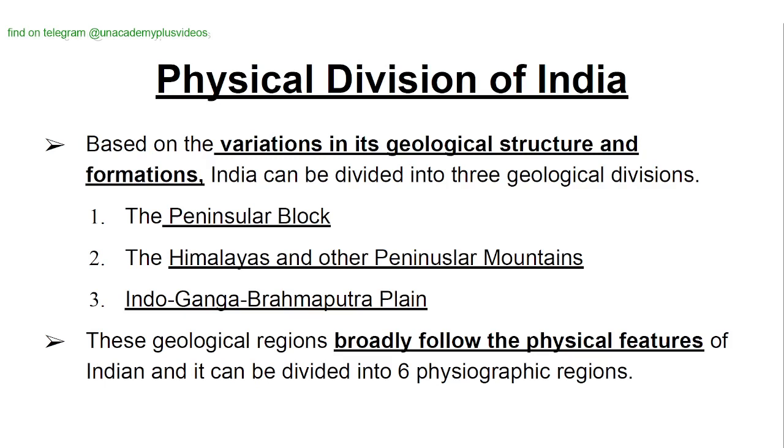Based on the variations in its geological structure and formations, India can be divided into three geological divisions: the Peninsular Block, the Himalayas and other peninsular mountains, and the Indo-Ganga-Brahmaputra Plain. These geological regions broadly follow the physical features of India, and it can be divided into six physiographic regions.